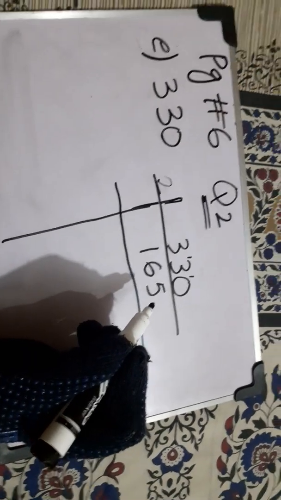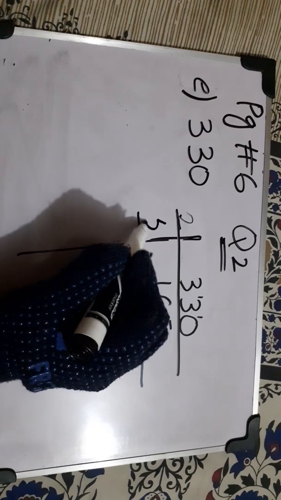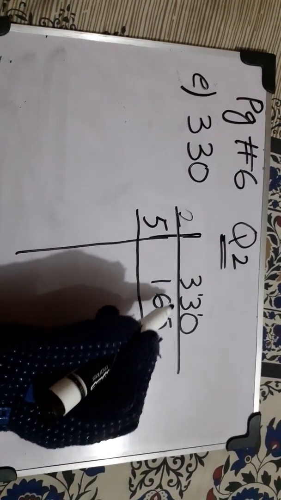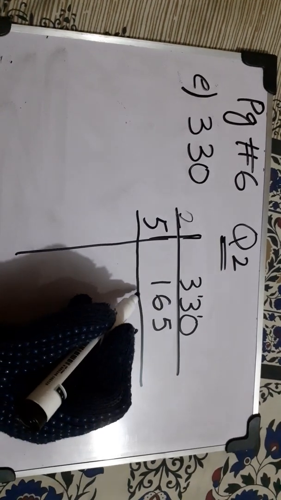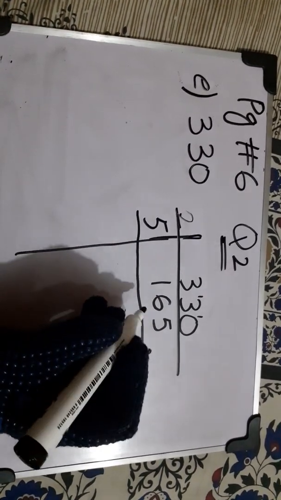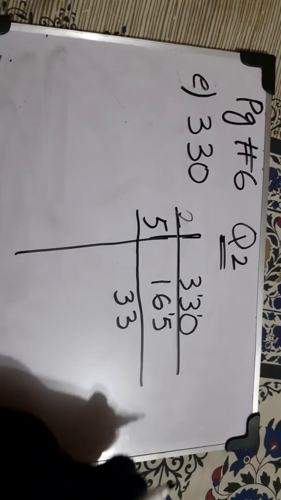Now we have 165. Okay, 165, the last digit is 5, so we can divide it with the table of 5. 16. It's 16. But what number comes smaller than 16 in the table of 5? 15. 5 3s are 15. Again it becomes 15. 5 3s are 15.